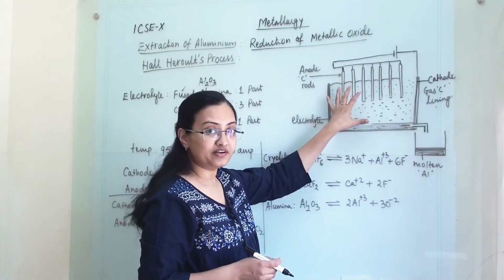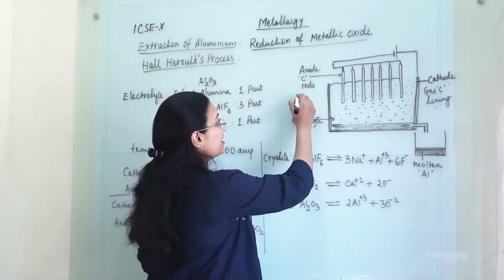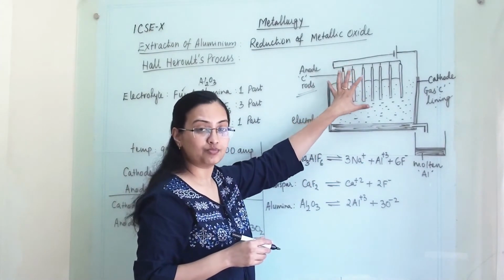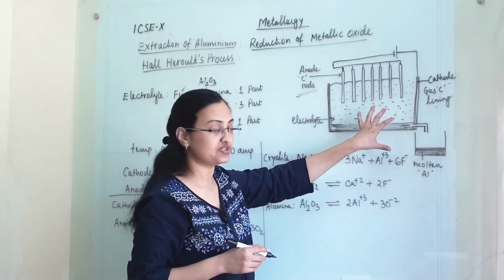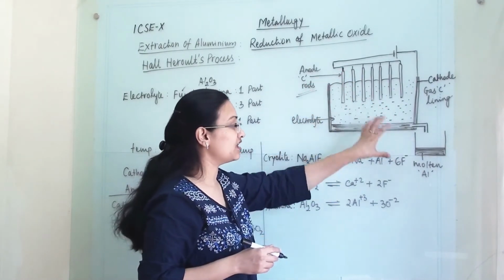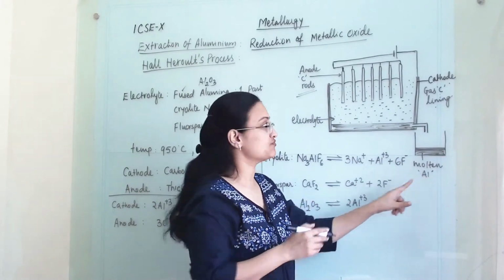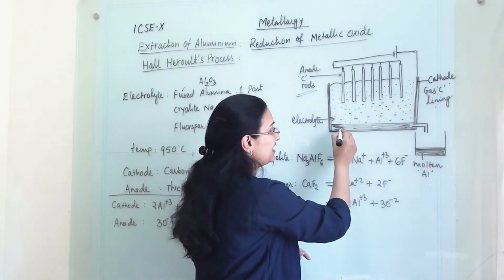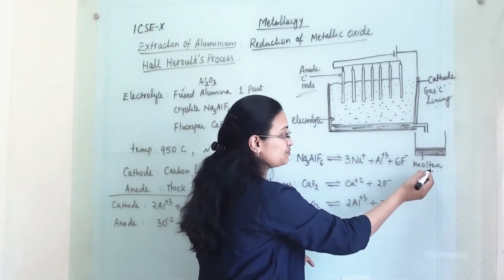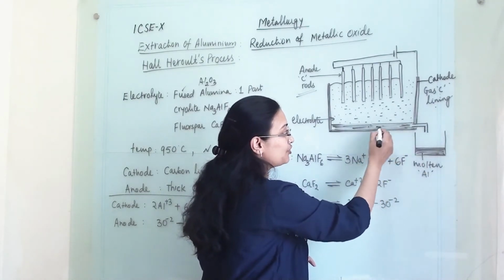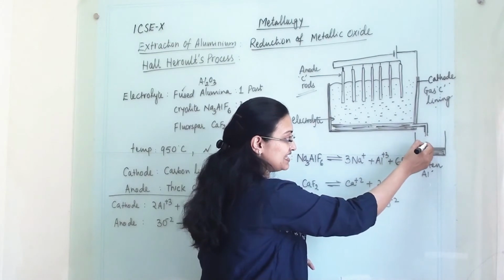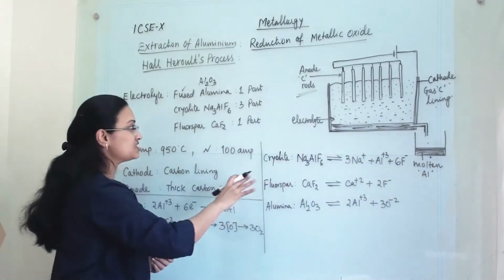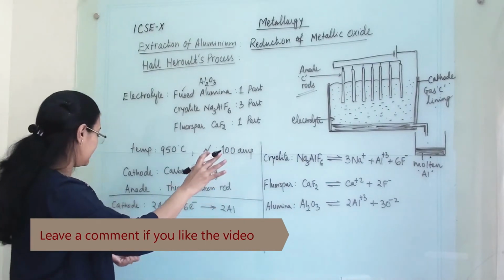So what will happen in this electrolytic process? We are doing a reduction, and we have taken carbon rods as electrodes. With the help of this carbon we are doing this reduction process. So Al2O3 will convert into molten aluminum. With the help of this carbon rod this reduction will happen, and this molten, pure aluminum will come out from the bottom of the electrolytic cell, and we are collecting it over here. So this is the process of electrolytic reduction.